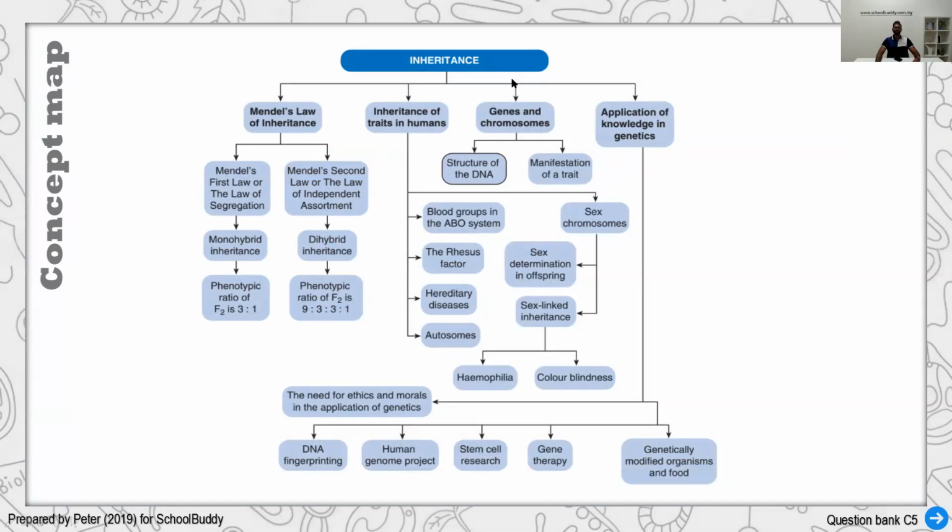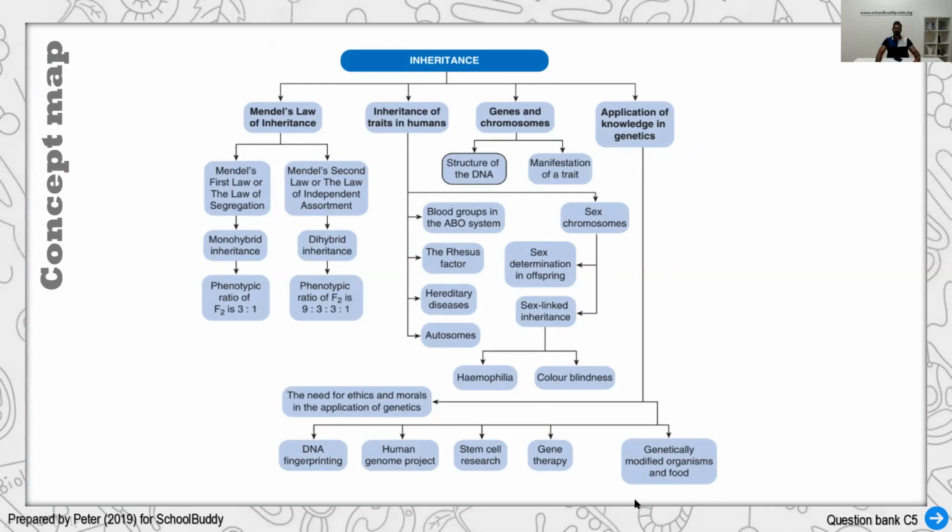We also saw genes and chromosomes. We appreciated the structure of DNA, the double helix, and how this structure is important in the nucleus for genetic control. We also saw some of the ABO blood grouping. We didn't see much of the sex chromosomes, but we'll see them in the questions later. And we saw how this knowledge is applied in a lot of genetic fields.